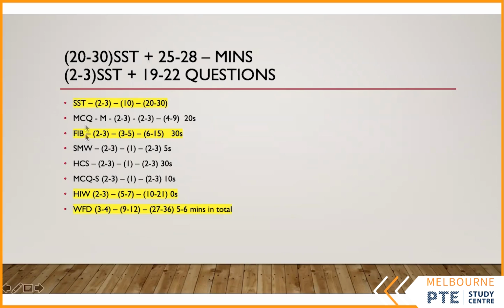Now, here is a breakdown of all your scores. Summarize spoken text. How many questions do I get in the exam? 2 to 3. Each question contributes about 10 marks. So that means total marks I'm getting 20 to 30. MCQ multiple, you're getting 2 to 3 questions. Per question, you're getting 2 to 3 marks. Total marks you're getting is 4 to 9. Fill in the blanks. 2 to 3 questions. Per question, you're getting 3 to 5 marks. Total marks you're getting is 6 to 15.